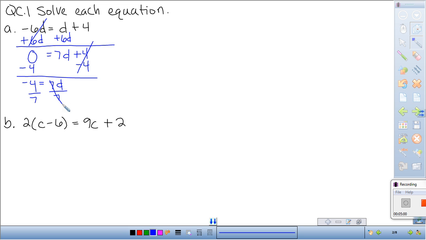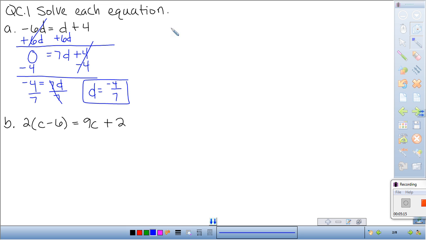7 divided by 7 is 1. And we can't do anything with negative 4 sevenths. I can't divide negative 4 by 7. I'll get a decimal. And we can't simplify it. We can't do anything with it. So our answer is simply negative 4 sevenths.